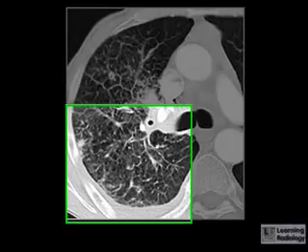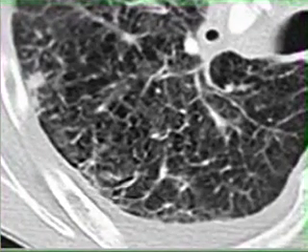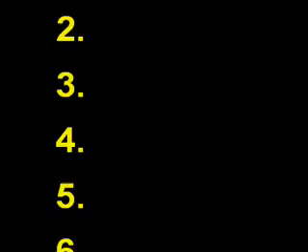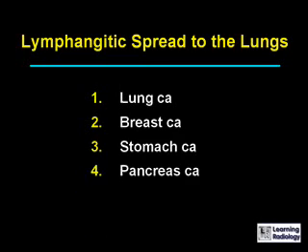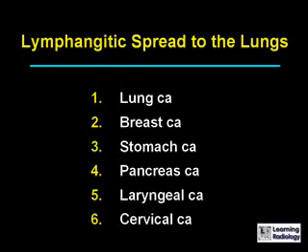This is the next differential. Pause the player. The differential is lymphangitic spread to the lungs. There are 6 main primaries to consider for lymphangitic spread to the lungs. Pause the player. The primary carcinomas to consider with lymphangitic or lymphatic spread to the lungs include lung cancer, breast cancer, stomach carcinoma, pancreatic carcinoma, laryngeal carcinoma, and cervical carcinoma.